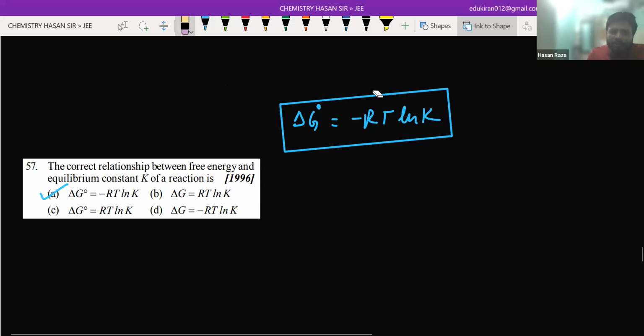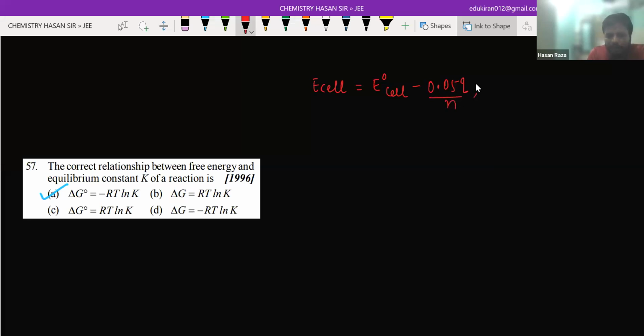I'm going to just derive this formula for you. Please do write it. I already gave you this formula. Basically, everyone knows that this equation is 0.059 upon n ln Q, where Q is the reaction quotient at any time. Product upon reactant you can also write.